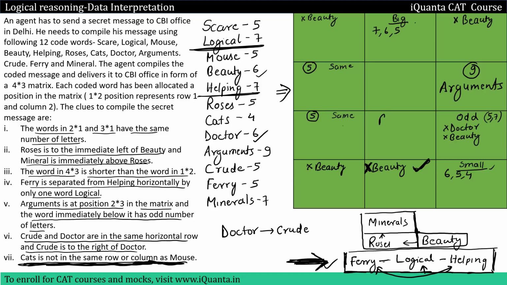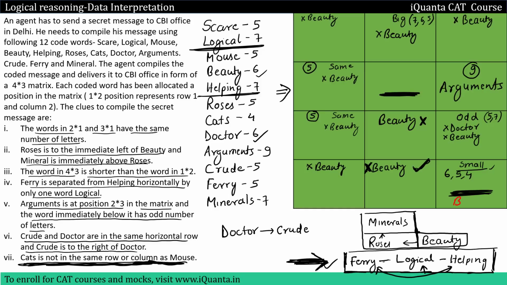Can I have beauty over here in this particular space? If I have beauty here, I should have roses here, and then here I will have minerals. Minerals is a 7 letter word, which is not possible at this position, so beauty cannot be here as well. Can I have beauty at this position? No, because then to the left I should have roses. Above roses I should have minerals, but we do not have any space above it. So I will write that we cannot have beauty over here. So now only 2 spaces are left for beauty. One is over here and one is over here.